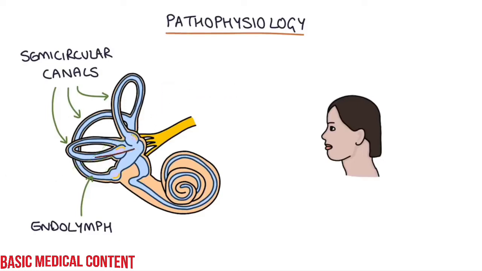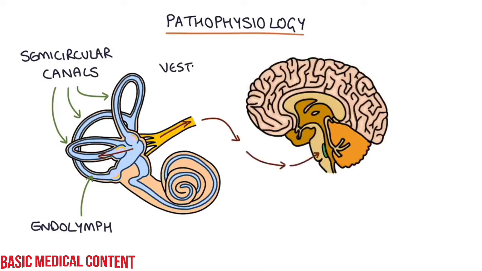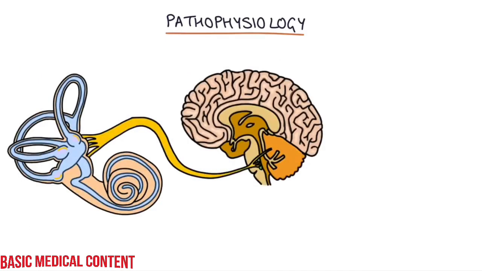This sensory input of shifting fluid is transmitted to the brain by the vestibular nerve, and it lets the brain know that the head is moving in a particular direction. So essentially, this vestibular system is important for detecting movement of the head.